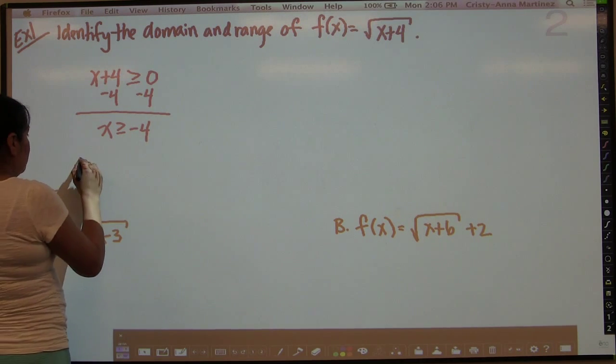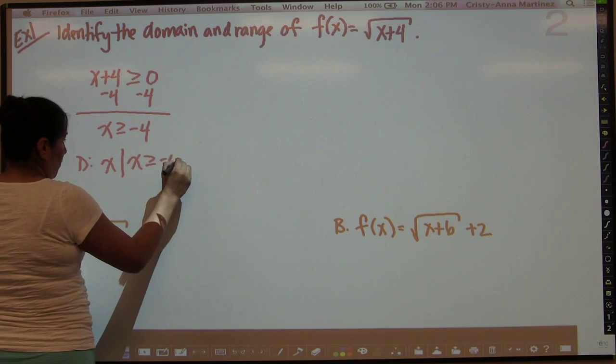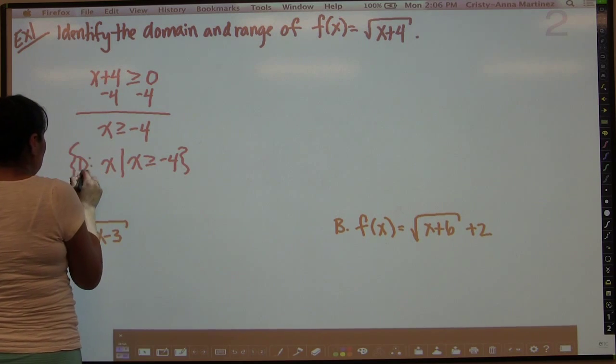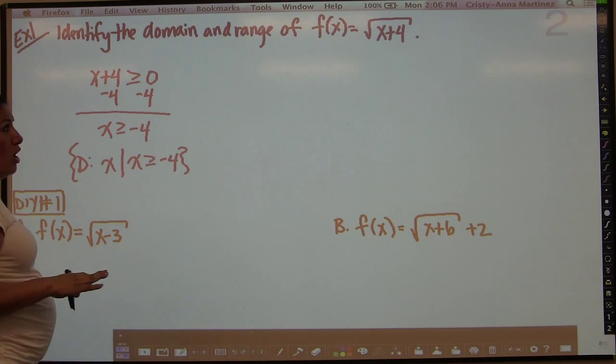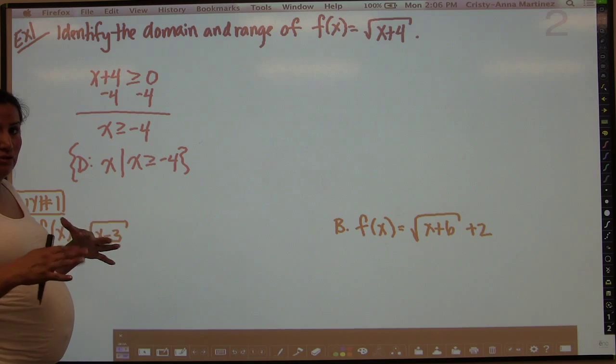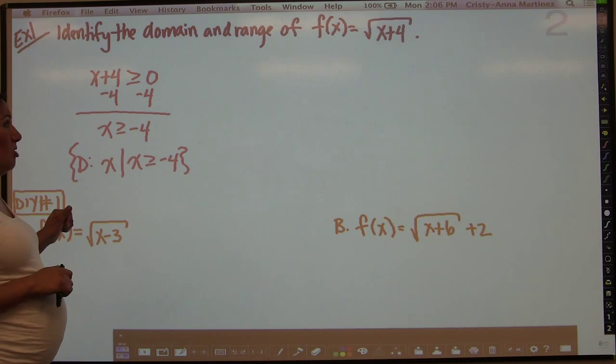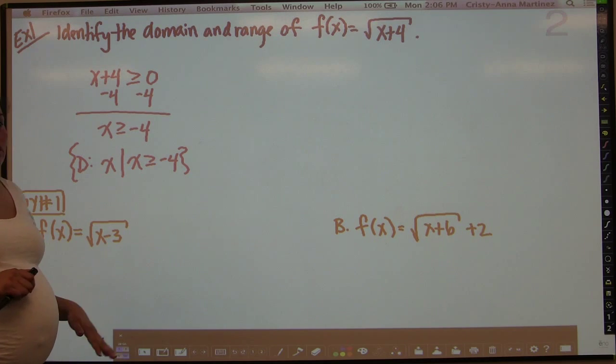So our domain will be all x's such that x is greater than or equal to negative 4. As long as the x values are greater than or equal to negative 4, we're going to be okay with our function. Because if you plug in a negative 4, you'll get negative 4 plus 4 is 0, and the square root of 0 is 0, that's okay. And then if you plug in a number that's bigger than negative 4, you'll be fine.